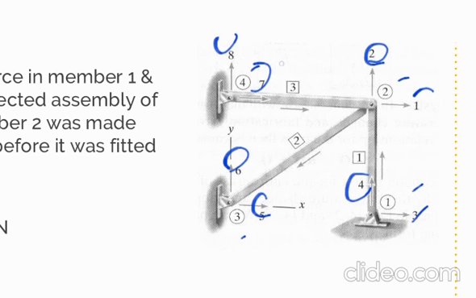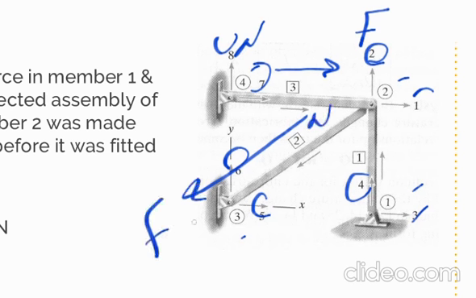Also the direction, as I said in the previous video, we have the direction to know which is the far and which is the near point. For example, here, member number 3, this is the near node and this is the far node. And for number 2, this is the near node and this is the far. And for member number 1, this is the near point and this is the far point.